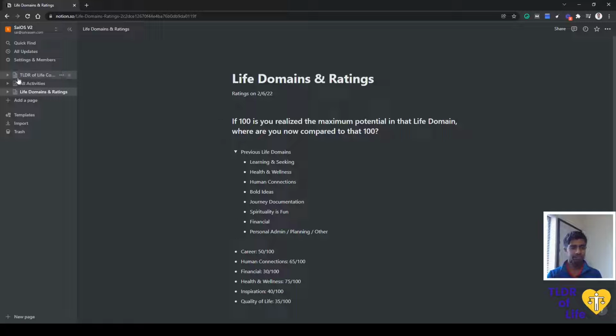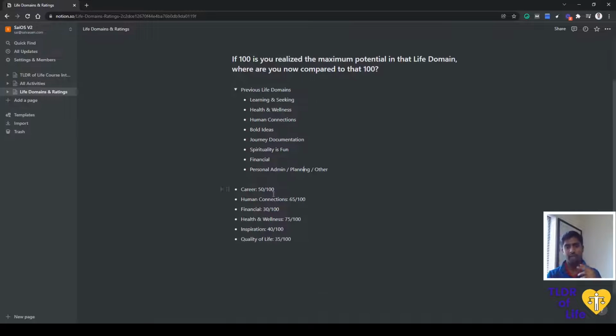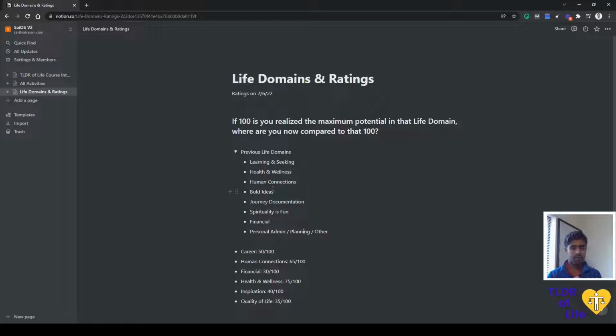And so what you're going to do, kind of spoiled it here, but once you've determined these domains, you're going to rate them from 0 to 100, 100 being if you realized your maximum potential in that life domain. Where are you now compared to that ideal maximum potential, right?